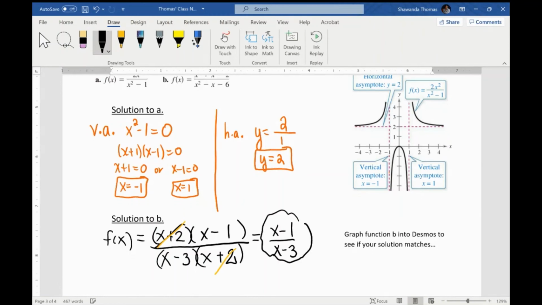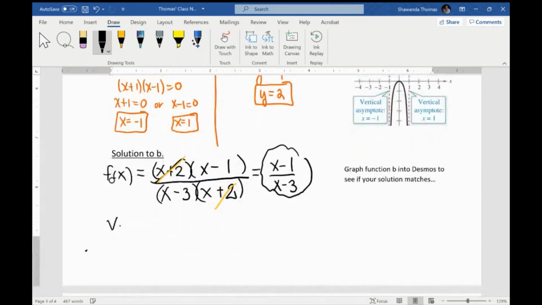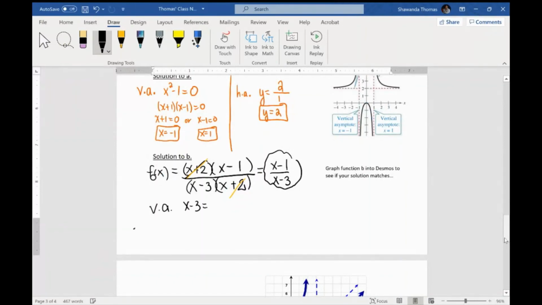So for our vertical asymptote, we're going to set x minus 3 to 0. And what do you get when you set x minus 3 to 0? x equals 3. How I want you to say it, though: x equals 3. For vertical lines, it's always x equals a number.